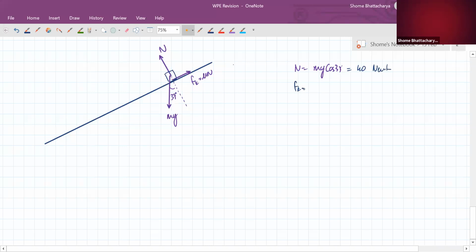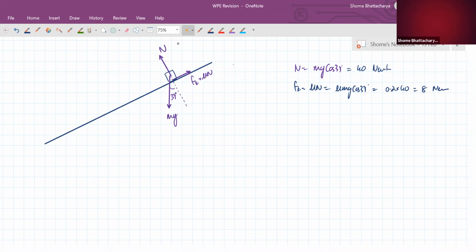And the kinetic friction, mu N, will become mu mg cos 37. So that will become 0.2 into 40. That is 8 newtons. Okay, now we can see that mg is 50 newtons.